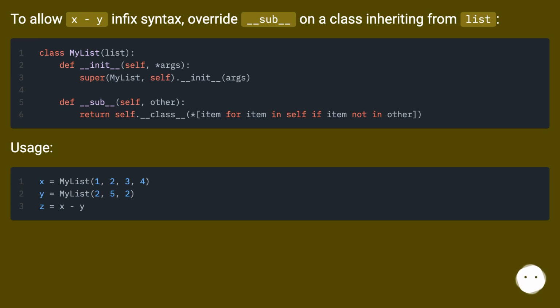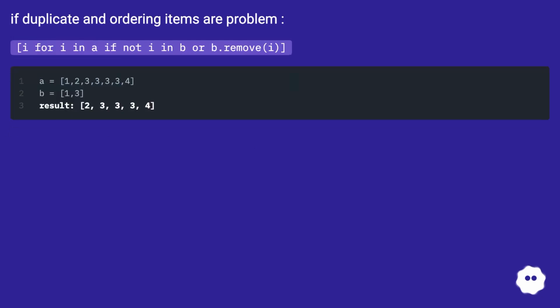Usage. If duplicate items and ordering are a problem: [i for i in a if not i in b], or b.remove(i).